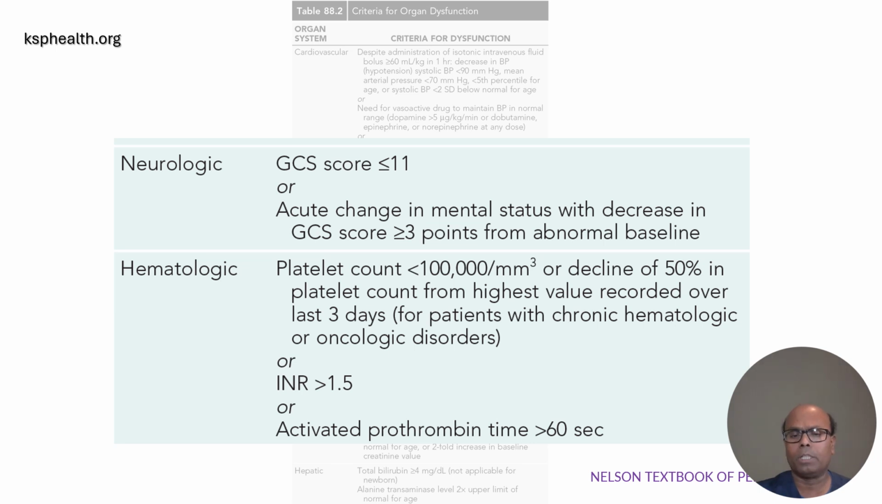When do you call neurologic dysfunction? GCS score less than 11, or acute change in the mental status with a decrease in GCS score of more than 3 points from abnormal baseline. Platelet count less than 100, or decline of 50% of platelet count from the highest value recorded over the last 3 days, INR more than 1.5, or activated prothrombin time more than 60 seconds, that constitutes hematologic dysfunction.